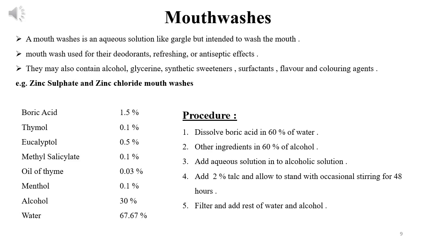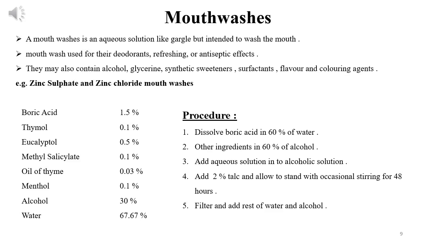So there is one formula of mouthwash, having boric acid 1.5%, thymol 0.1%, eucalyptol 0.1%, methyl salicylate 0.1%, oil of thyme 0.03%, menthol 0.1%, and alcohol 30%, and water the remaining 67.67%. So what is the procedure of preparation of this mouthwash?